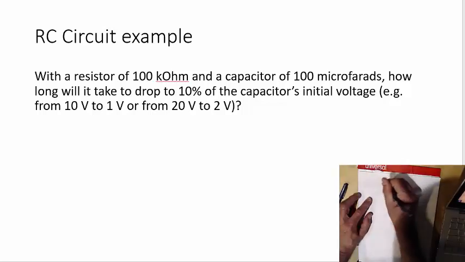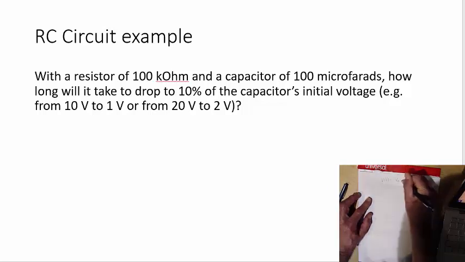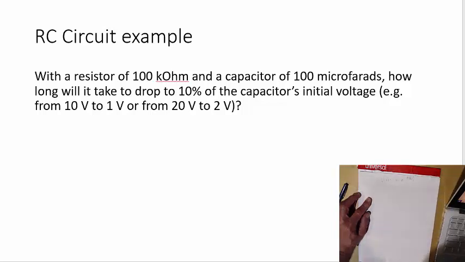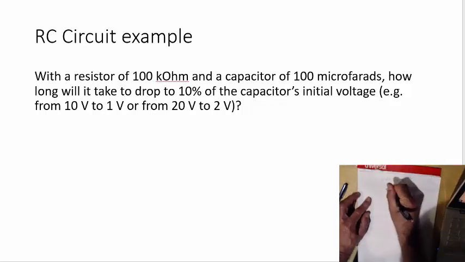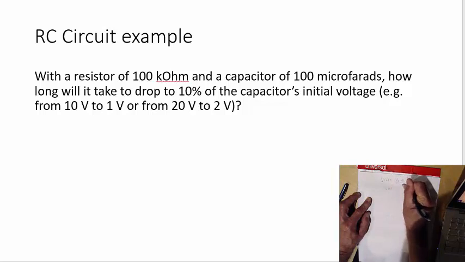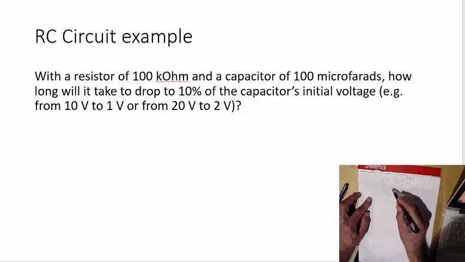And so I'm going to write the equation down again that I wrote a few minutes ago. There's the equation. And so what I have here is 10%. I could say, okay, 10% means V of t, I'm going to divide both sides by V0. V of t divided by V0 is equal to 0.1. That's 10%. So whether this is 1 volt and that's 10 volts, or whether this is 2 volts and that's 20 volts, that is going to be the relationship that we're going to use.